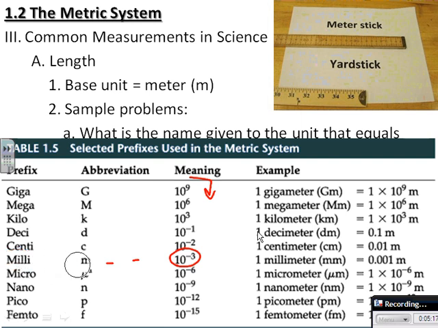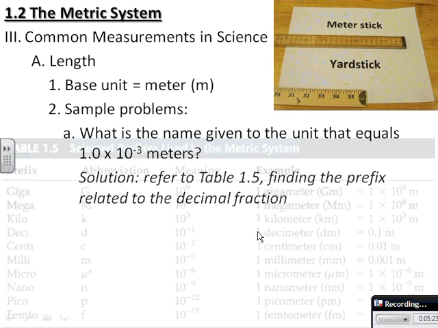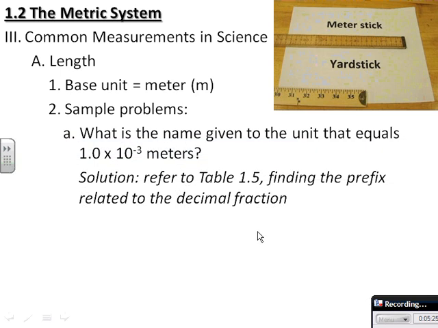So if we remove the table now, the proper answer, 1 times 10 to the negative third meters, is actually equal to 1 millimeter. So that's how that type of conversion works.